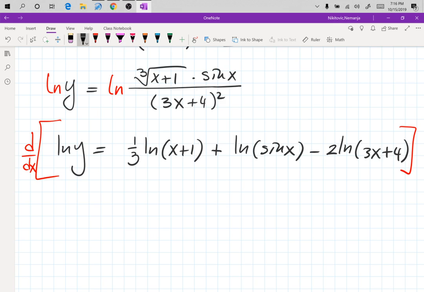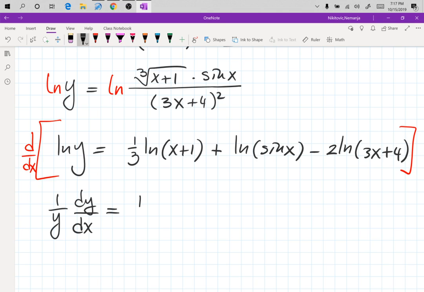It's 1 over y. Okay, I heard that. dy/dx, that's your implicit differentiation. You took the derivative of y with respect to x, so you have to follow with the chain. Now, the right-hand side has no chains.